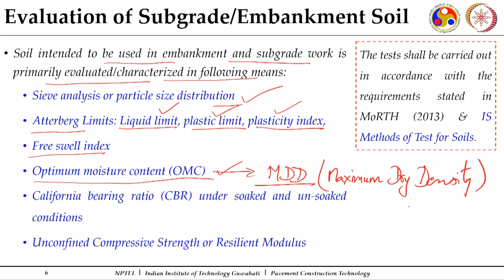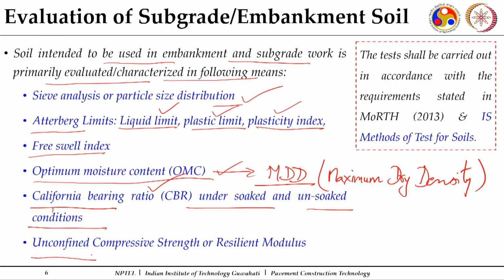Also, in addition to this, for strength purposes, we normally go for California bearing ratio. We will discuss it later. Normally this test is done under soaked and unsoaked conditions, depending upon the conditions in the field under which the road will be constructed. Another parameter which is used is unconfined compressive strength or resilient modulus. So, these are some of the common evaluation practices used for judging the suitability of any soil for use in road construction.